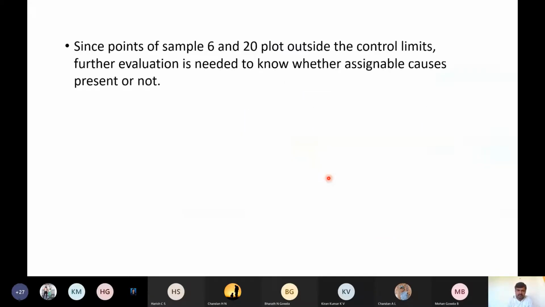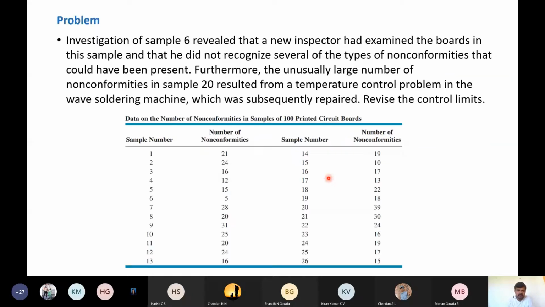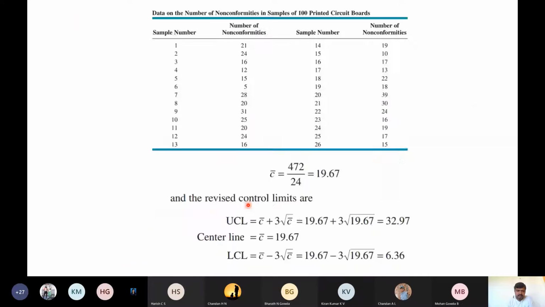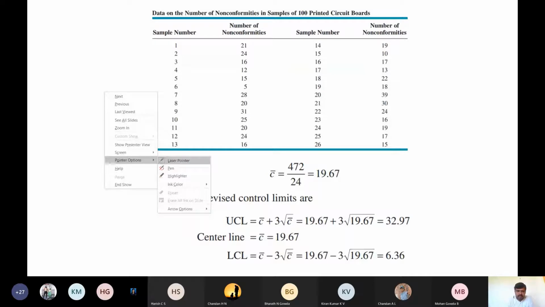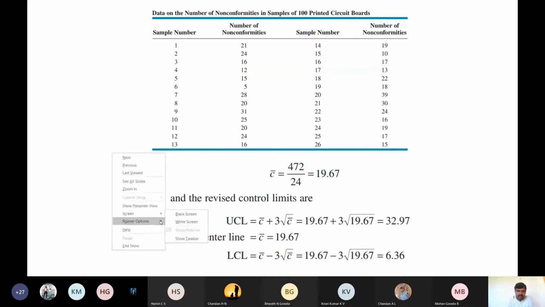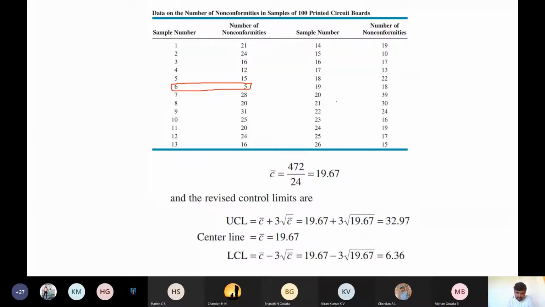So this is the given data. Suppose you want to revise the control limits. The first thing is you should eliminate the out of control points, that is sample 6. For sample 6 you are getting 5. For sample number 20 you are getting 39. Okay, so these are out of the control limits.